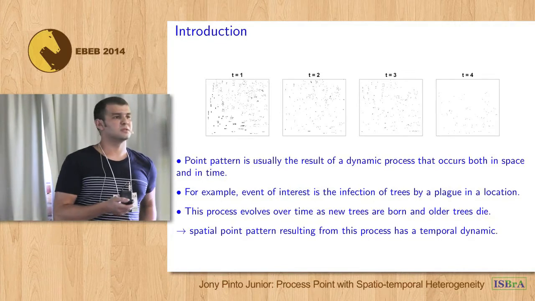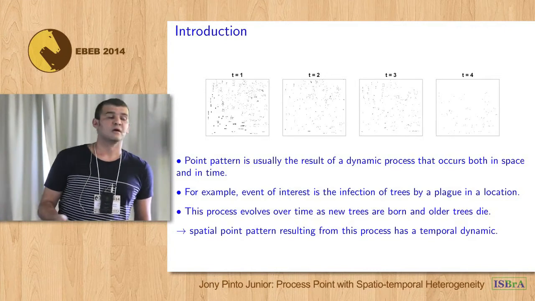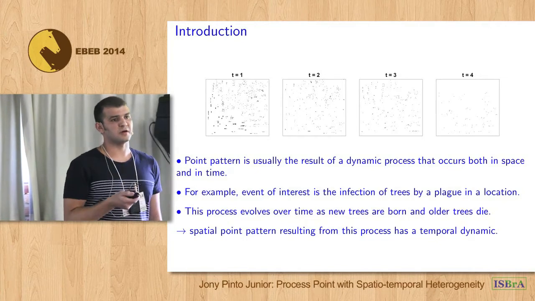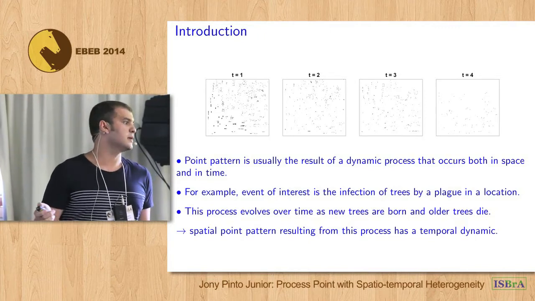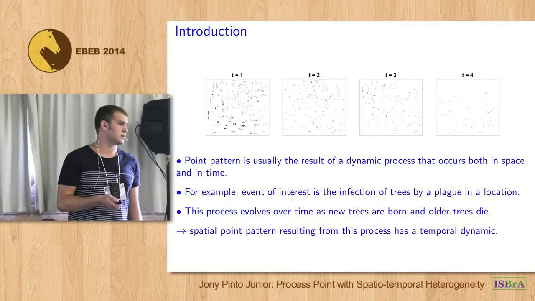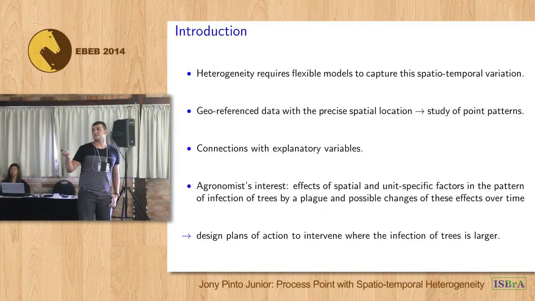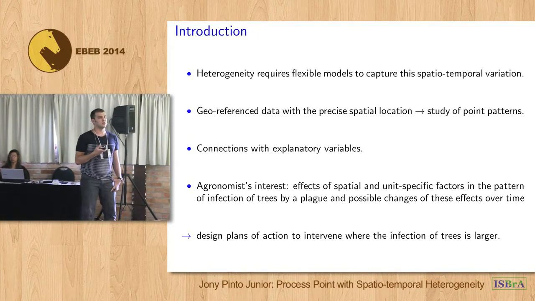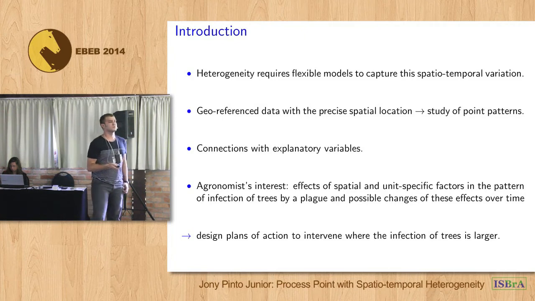A point pattern is usually the result of a dynamic process that occurs in space and in time. For example, if the event of interest is the infection of trees by a plague, this process evolves over time as new trees are born and older trees die. So, the spatial point pattern resulting from this process has a temporal dynamic. When you have that type of heterogeneity, it requires flexible models to capture this spatial temporal variation. So if you have data with the precise spatial location, we have to use the study of point patterns. And in this scenario, connections with explanatory variables arise naturally.